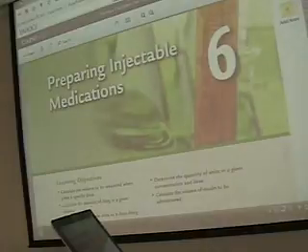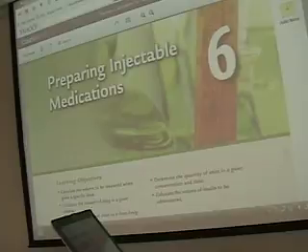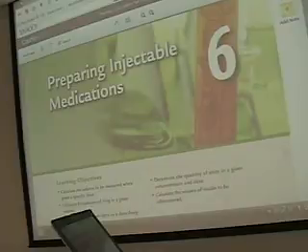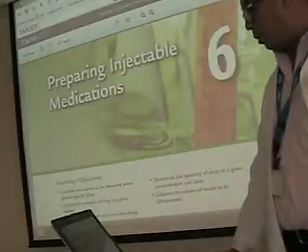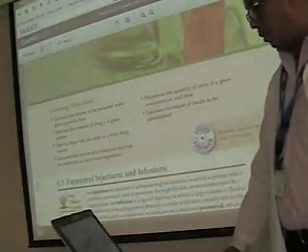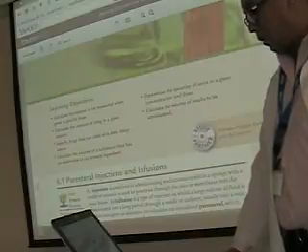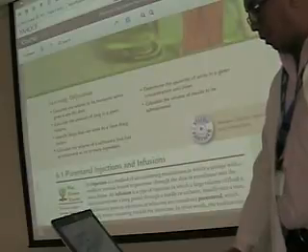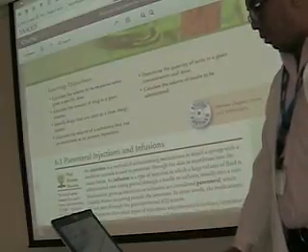And Chapter 6 is preparing injectable medications, but if you look at the syllabus, we have to look at dilutions and concentrations. So let's keep on track. Let's go through this relatively quickly, and then let's get to some dilutions and concentrations. Okay, so we see the learning objectives: calculate volume, calculate the amount of drug, and we've been doing this a little bit. Okay, how many units per dose?